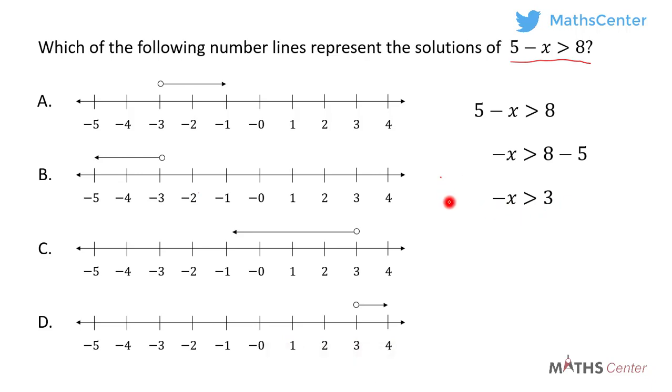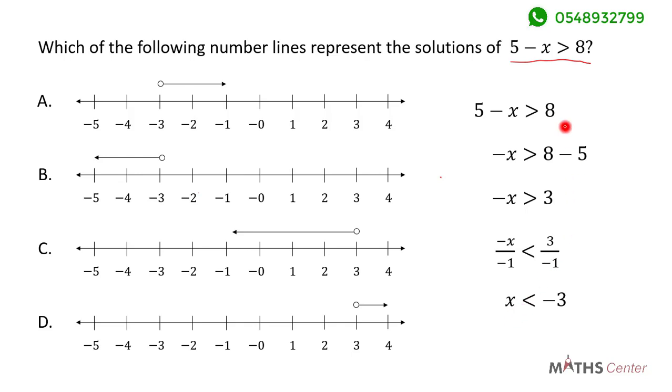But remember, when we divide through by a negative number, the direction of the inequality will change. The inequality we have here is greater than. So when I divide through by negative 1, it's going to change to less than. So I have negative x divided by negative 1 is less than 3 divided by negative 1. And this will give us x is less than negative 3.